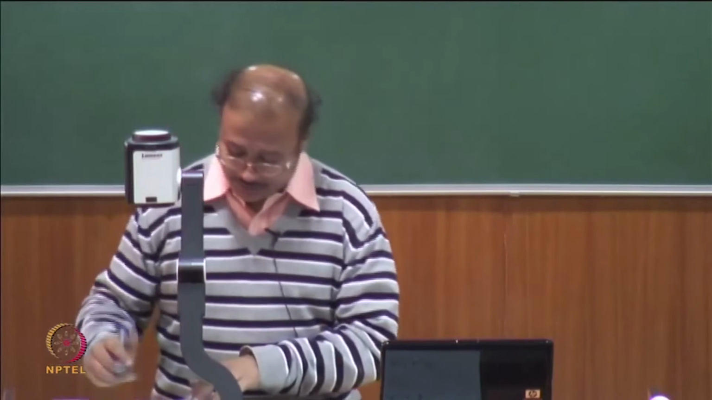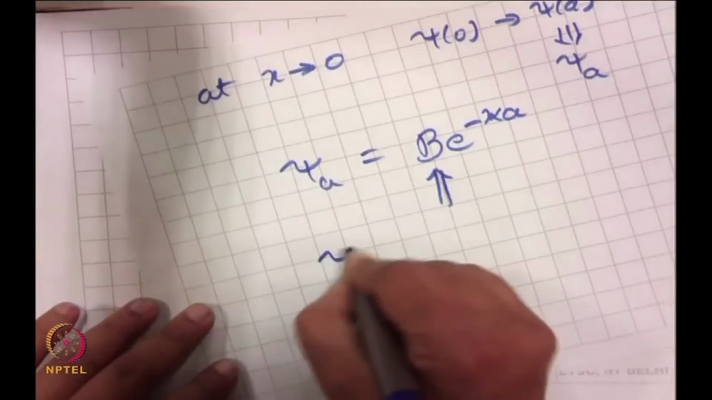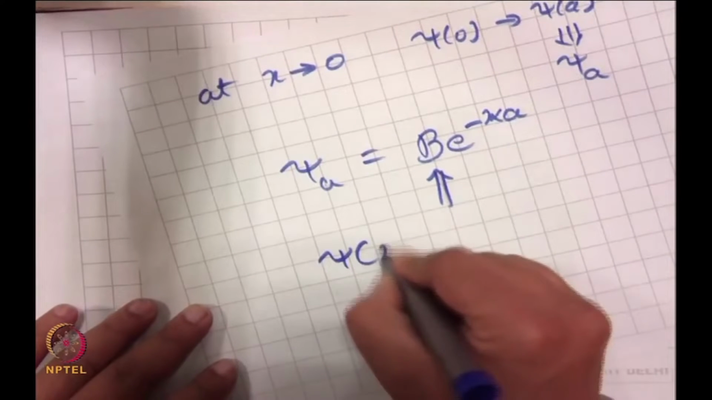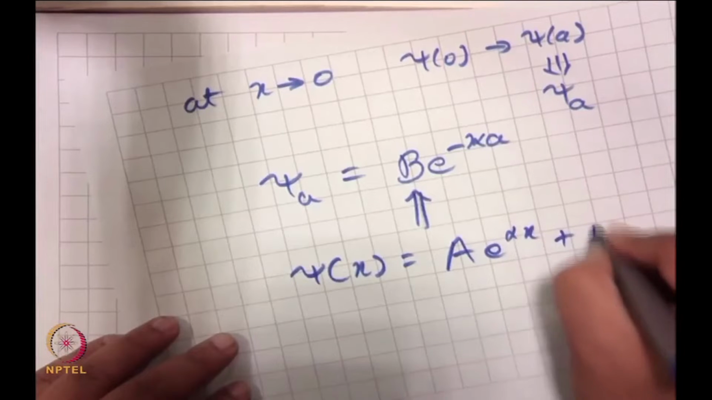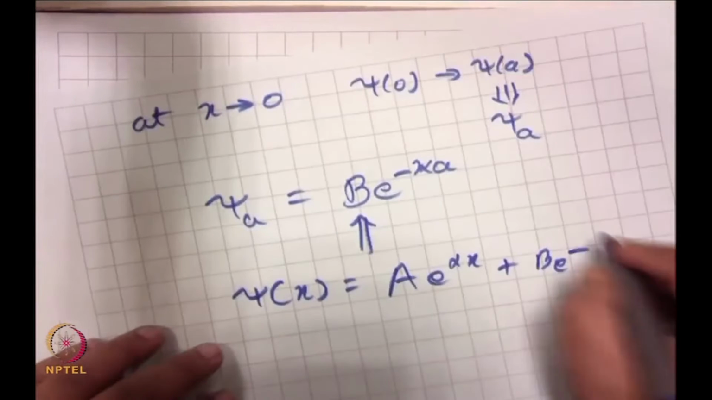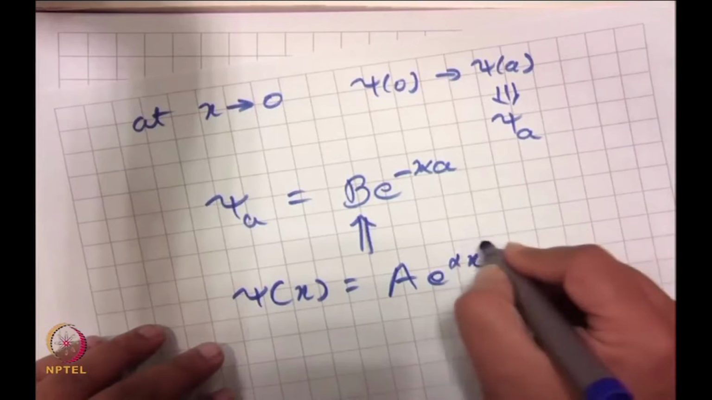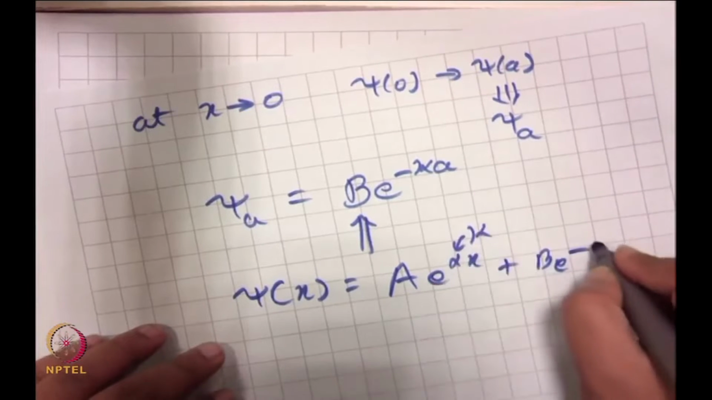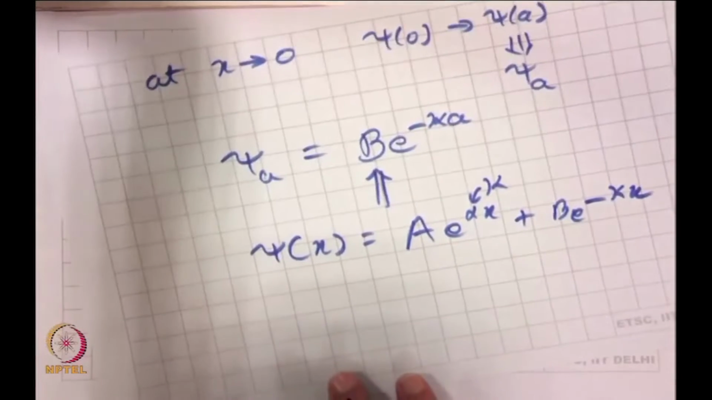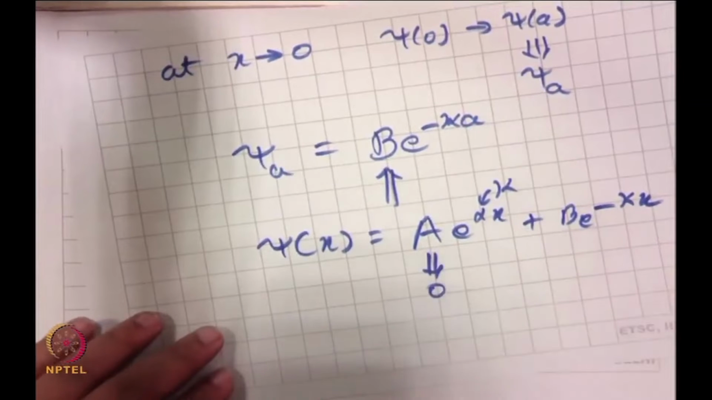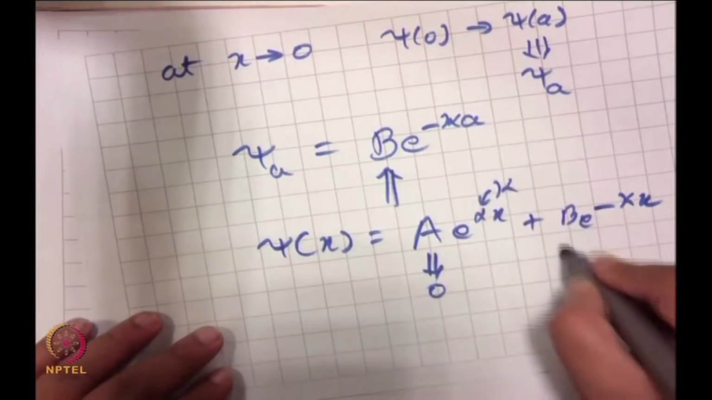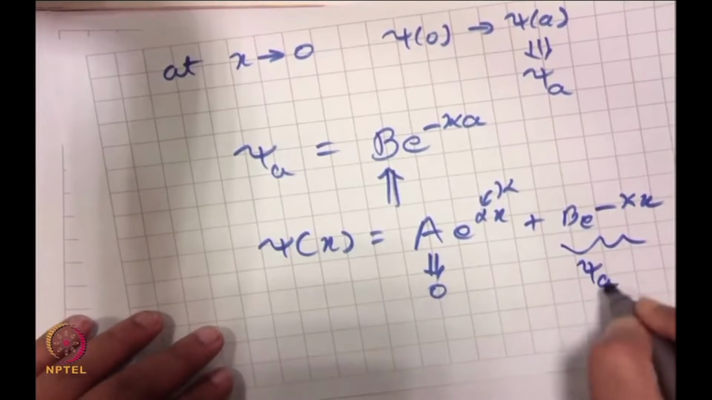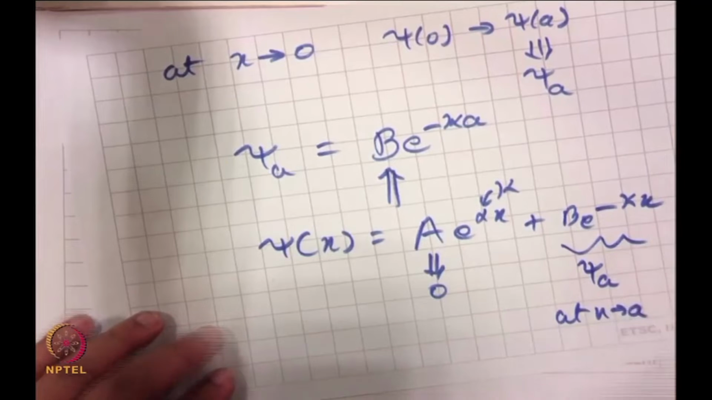So, now let us combine this. This is what we are looking at. I was looking at psi of say x is equal to, again I am writing a e to the power alpha x plus b e to the power minus, not alpha, I should be writing kappa x. This one went to 0, this one went to 0. At x tending to a, this guy was equal to psi of a at x tending to a.